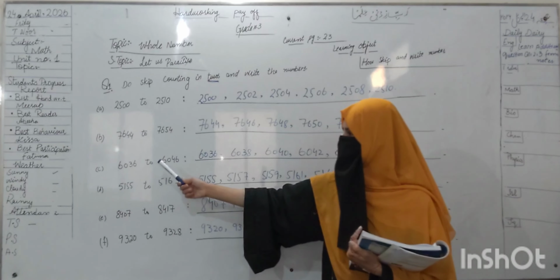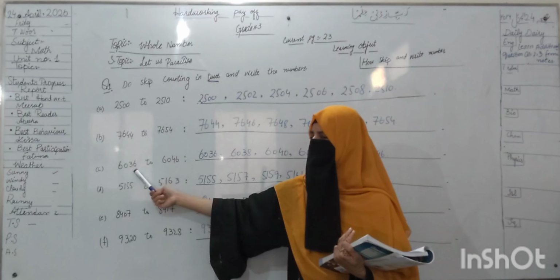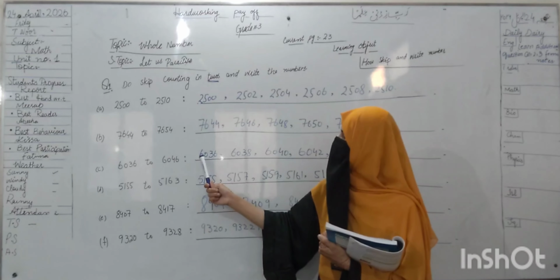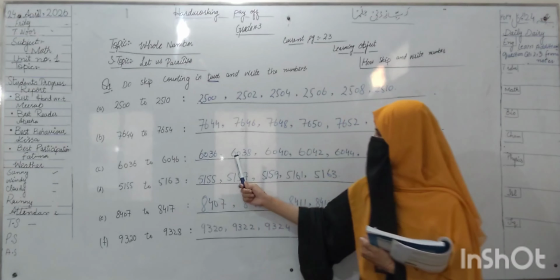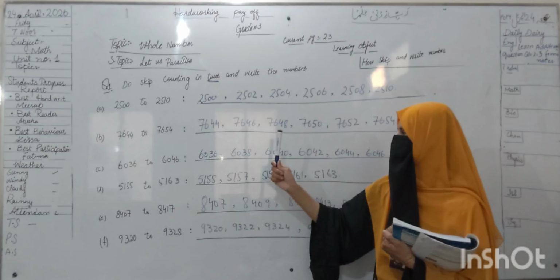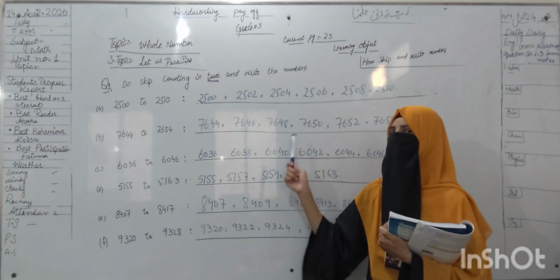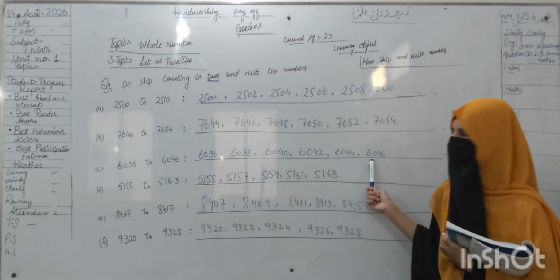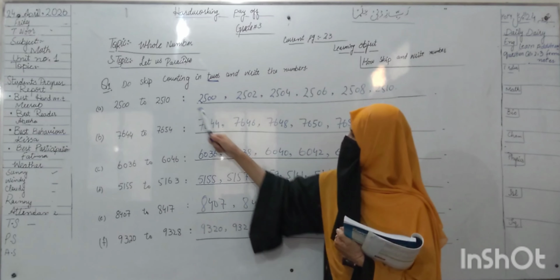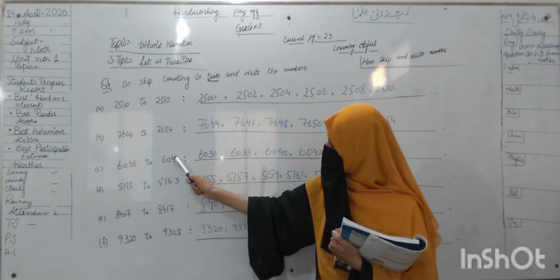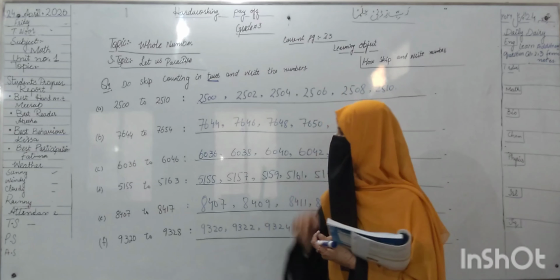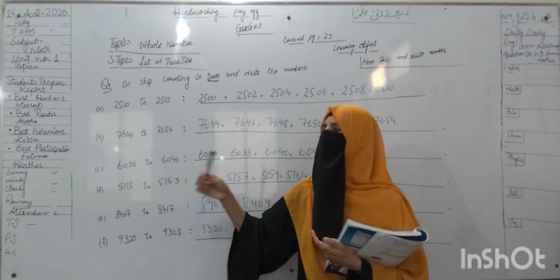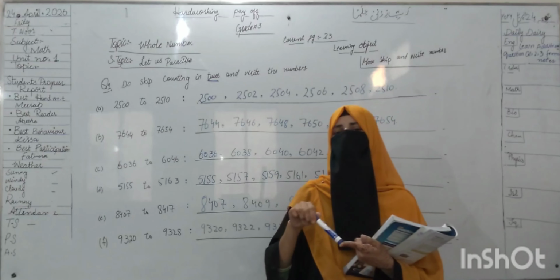After that, question number C, 6036. You have to skip 2 numbers, that means your instruction is 6036, then 6038. 6040 after skipping 2 numbers. Then 6042, 6044 and 6046. You know that all these are even numbers that come on the table of 2. After that, the last digit is an odd number, 5, 3. You know that odd numbers do not come on the table of 2.